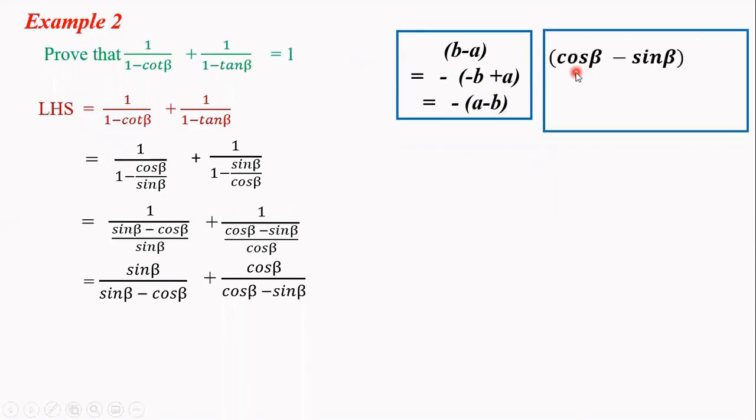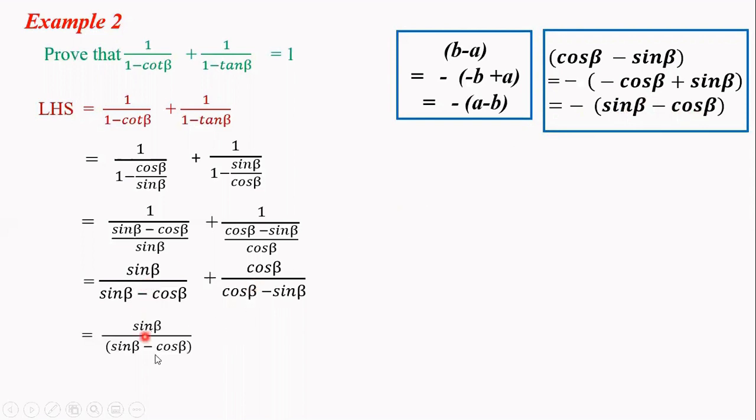Similarly, if we have cos beta minus sin beta, and if we take minus common, this cos beta will become minus cos beta. And this minus will become plus after taking minus common here. Sin beta is here. Now we have sin beta minus cos beta inside the bracket after arranging. So the expression cos beta minus sin beta can also be written as minus of sin beta minus cos beta.